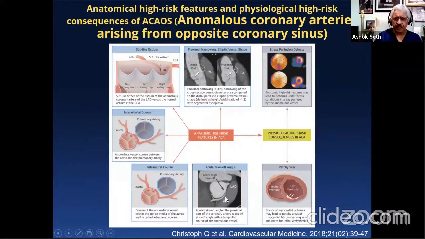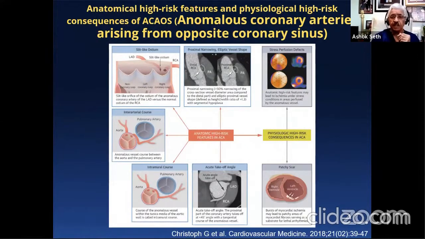and we'll come to that again, which causes a slit-like orifice. This acute angle takeoff, where it actually bends backwards, causes a slit-like orifice, which again can be associated with ischemia, effort-related arrhythmias, and of course, sudden cardiac death. And then there can be abnormalities within the proximal narrowing, the elliptical vessel shape. There could be ridges within the artery, again leading to malignant behaviors.